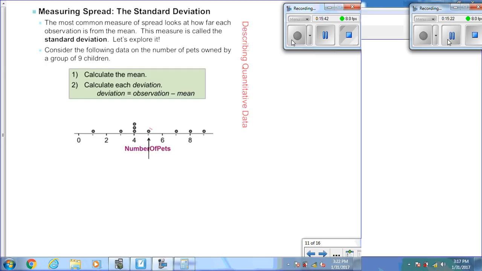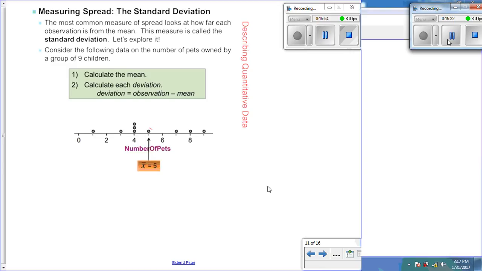So when you're trying to find the standard deviation, the first thing you need to do is calculate the mean. So I've got some data here. The mean, if I added all these up and divided them out, I would get the mean of 5. So then I can look at how far each data value deviates from the mean. So let's look at 8. Okay, 8 is going to be 3 away from the mean. 8 minus 5 is 3.